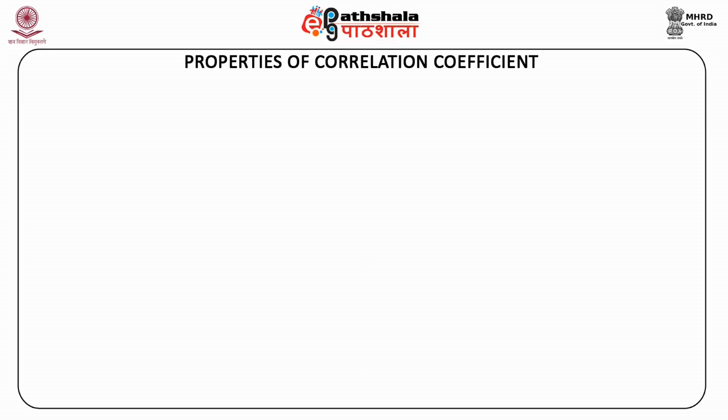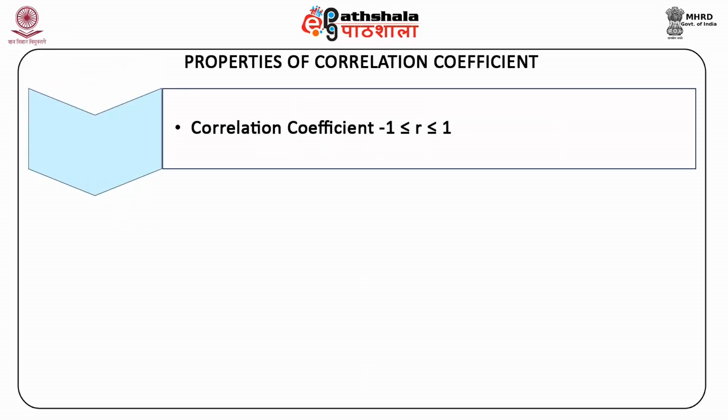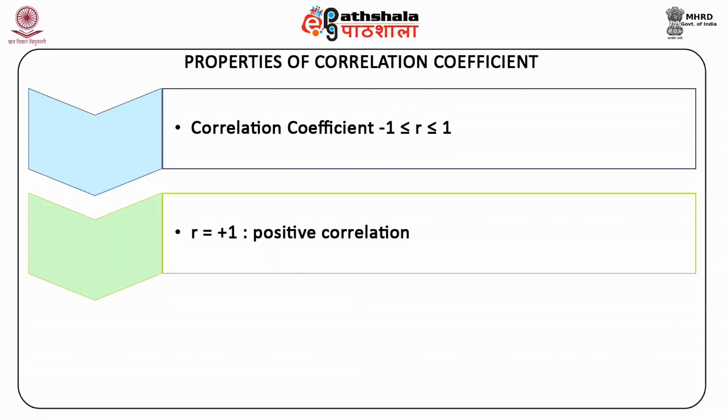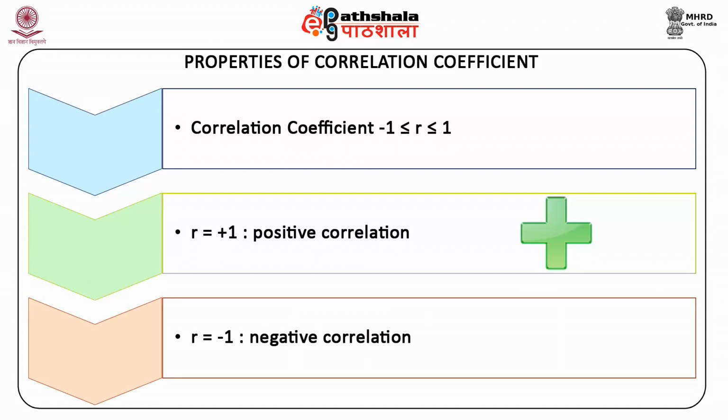Karl Pearson's correlation coefficient possesses the following properties. First, limits for correlation coefficient: Pearson's correlation coefficient cannot exceed 1 numerically. In other words, it lies between -1 and +1. Symbolically, -1 is less than or equal to r is less than or equal to 1. Here r is equal to +1 implies perfect positive correlation between the variables, and r is equal to -1 implies perfect negative correlation between the variables.